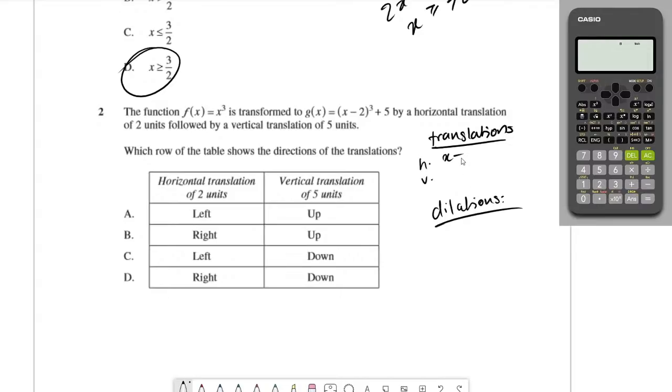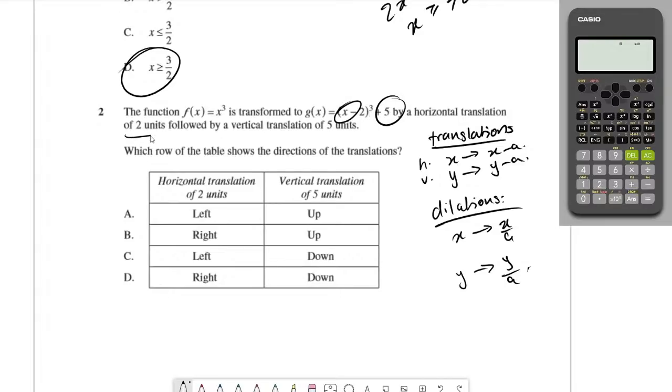Your horizontal translations, you're just replacing the x value. Hang on, let me think about this. Yeah, you're replacing your x value with x minus however many you want to go. And your vertical translations, you're replacing y with y minus how much up you want to go. For example, if you wanted to move it 2 up, you'd replace y with y minus 2. Your dilations, x becomes x over a for your horizontal, and y becomes y over a for your vertical.